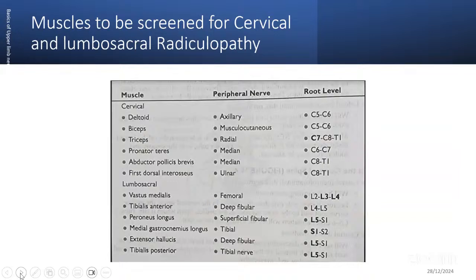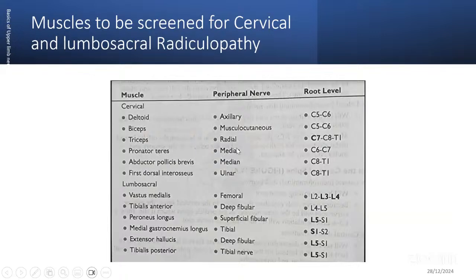In the upper limb, what are the EMG muscles? In the lower limb, what are the EMG muscles you're going to do mostly? And you start with first dorsal interosseous, C8, T1, abductor pollicis brevis, C8, T1. This is a median nerve supply, but the root value is T1. Pronator teres is C6, C7, median nerve.